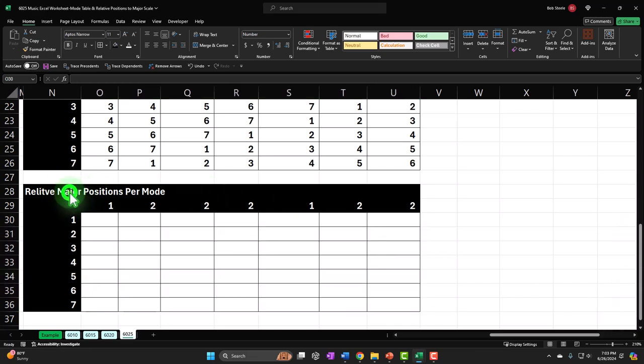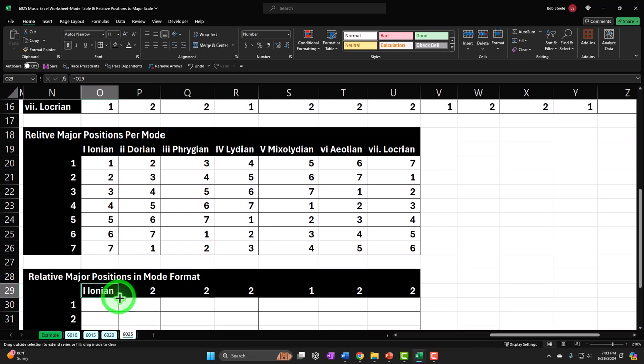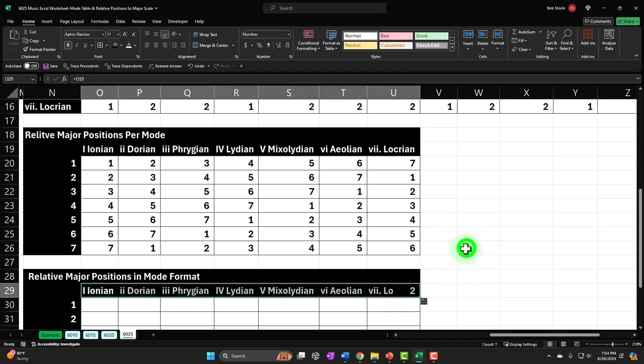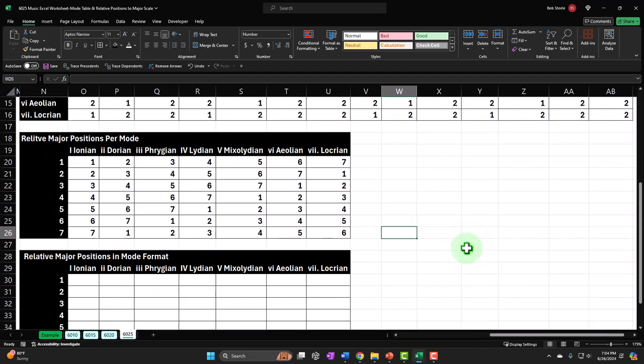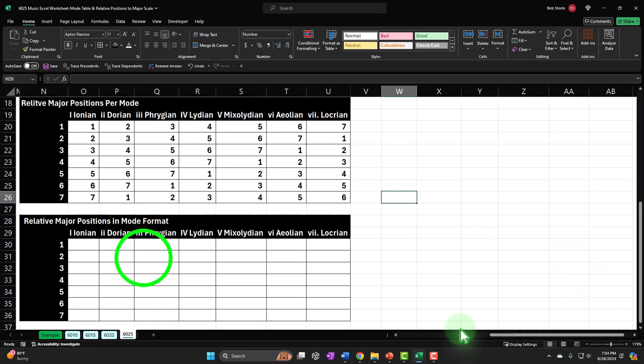I'm going to put a new header in it, and I'm going to call this, what am I going to call it? I'll just copy it over here, I have it in a different worksheet. So it's a relative major position in mode format. Then I'm going to put the same headers, I'm just going to say equals this cell up here so I can use the formula so they're linked together, put my cursor on the fill handle, and drag that across. Okay, I'm going to make this a little bit smaller so we can see these at the same time. How big can I go so we can see them?